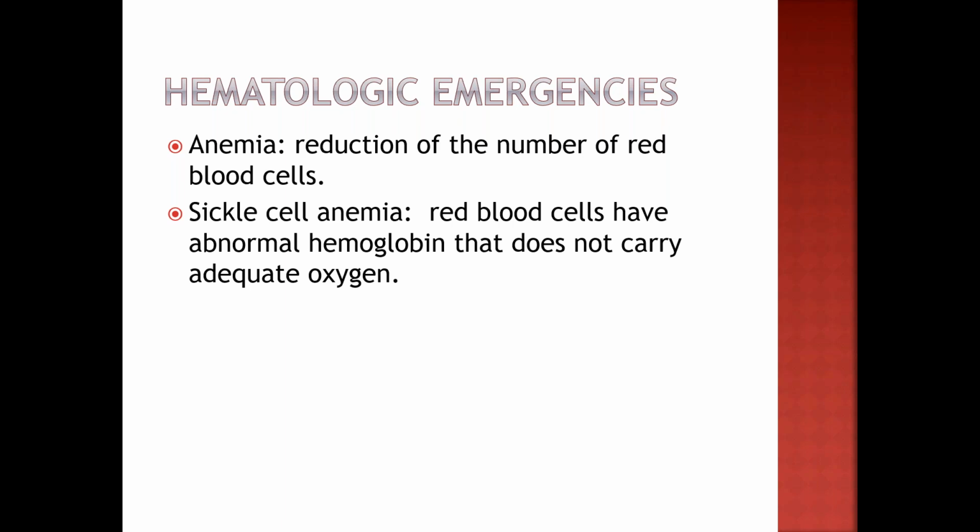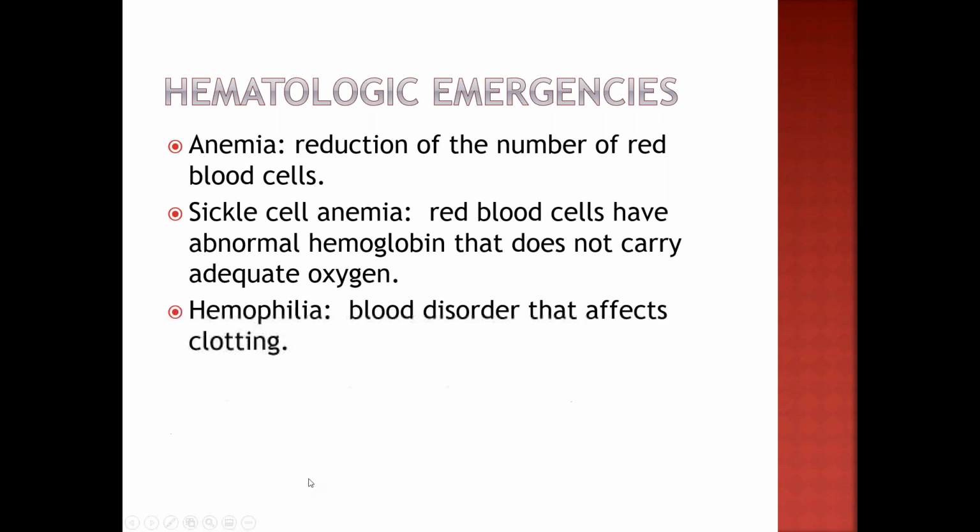So this is going to be red blood cells that have an abnormal hemoglobin, and they don't carry that oxygen very adequately. So oftentimes somebody who suffers from sickle cell anemia, instead of a nice round shape like a normal healthy adult's red blood cells, is going to have a crescent moon shape. And because of that crescent moon shape, it makes it very difficult for that oxygen to actually bind to that red blood cell.